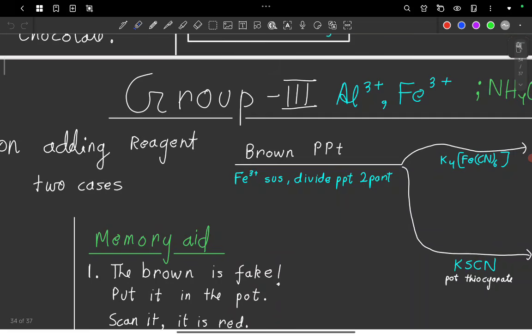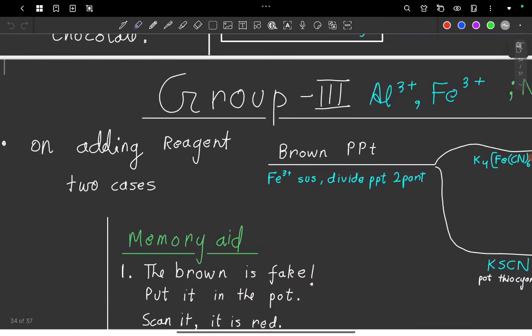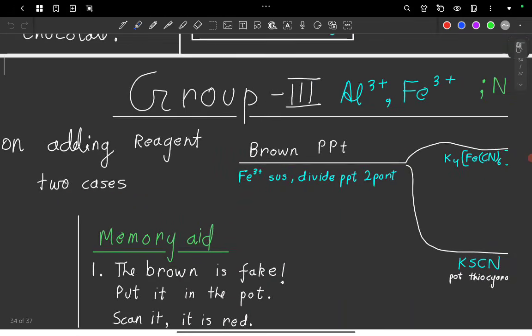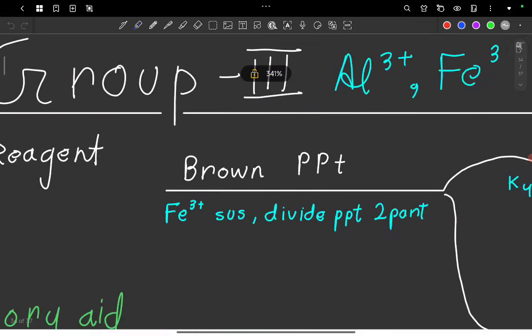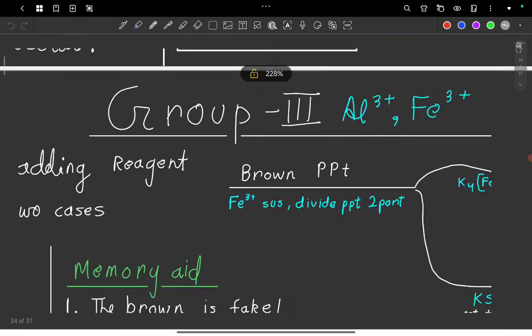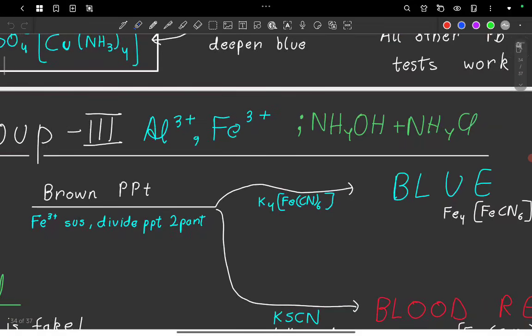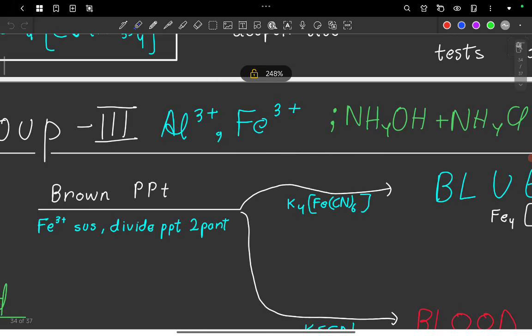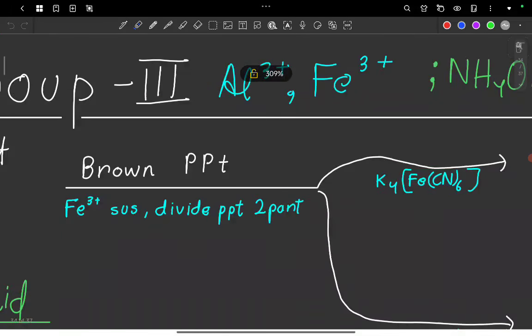I mean, technically, there is a third case where the test fails, but let's say the test passes. So, on passing, there are two possible cases. One case is that brown PPT is formed. Now, if brown PPT is formed, you have to suspect the presence of the ferric ion, Fe3 plus ion. And to confirm it, you have to divide the precipitate into two parts.